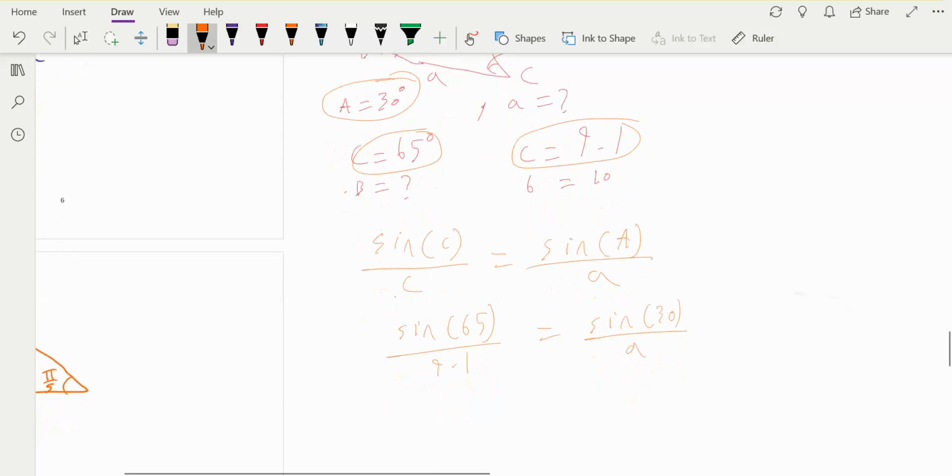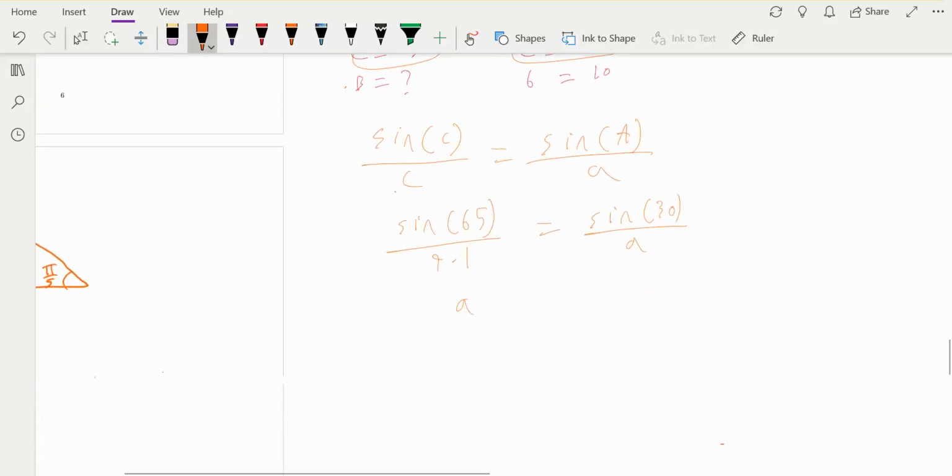9.1 sine of 30 over sine of 65. Of course, this is all in degrees, not in radians. Just 1 second, let's see what this would equal. So 9.1 sine of 30 over sine of 65. This would equal 5.02, which is just our final answer.